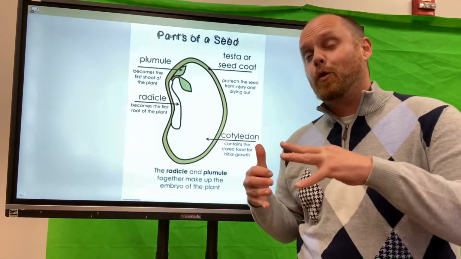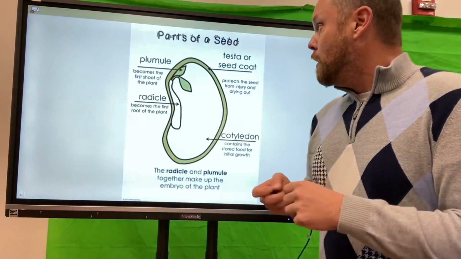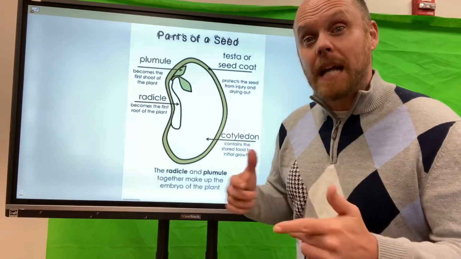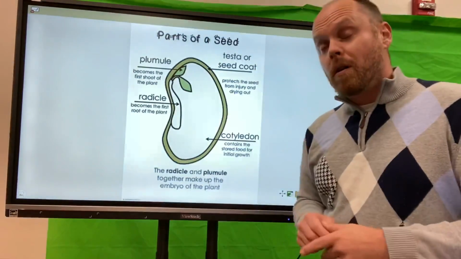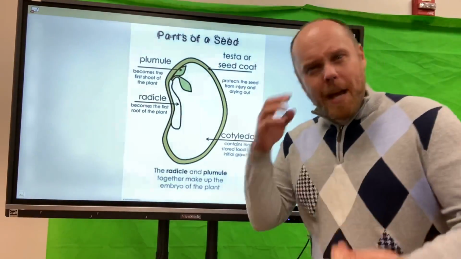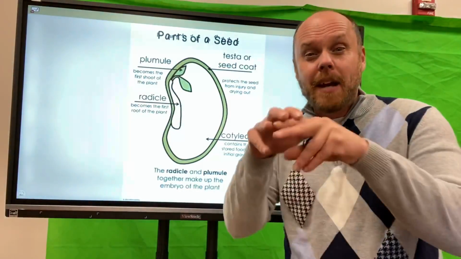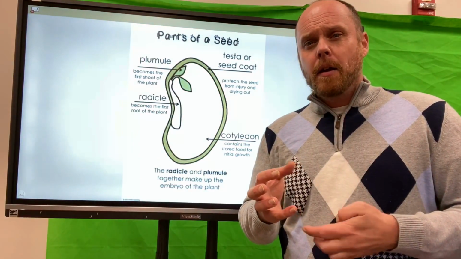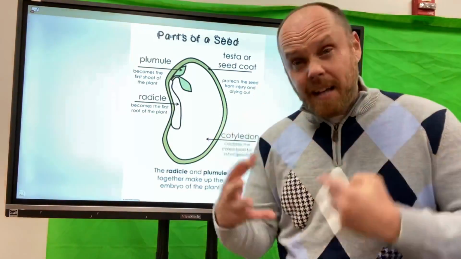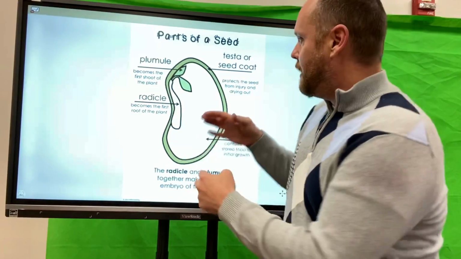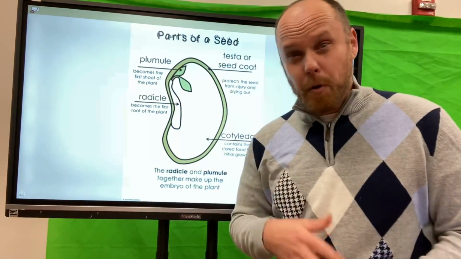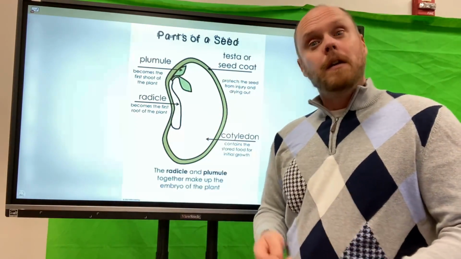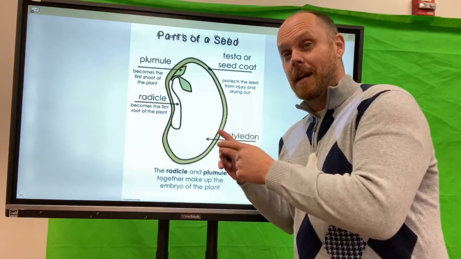So let's take a closer look at what's up here behind me. The first thing that we have is called the testa, all right, or the seed coat. Now, when you think about a bean or a seed or anything like that, it's got a coating on it, doesn't it? All right, this is the part that everything on the inside is protected, as well as it gives it a nice shell and a nice shape. The reason why the bean is shaped like a bean, well, it's because of the testa.